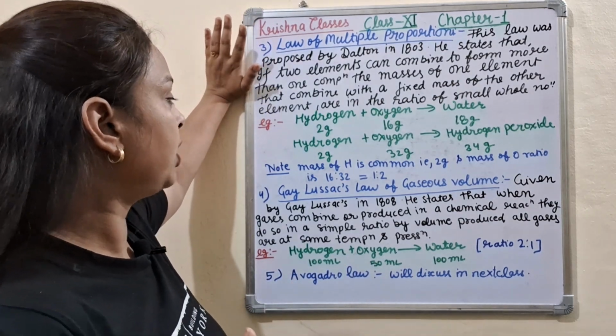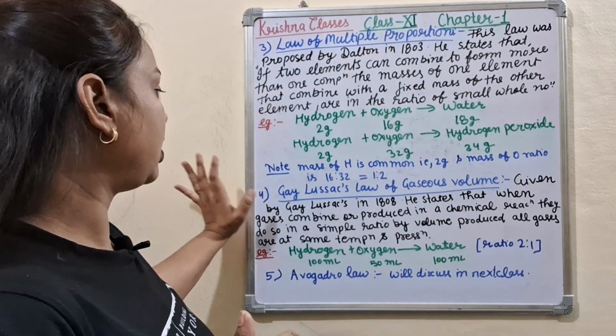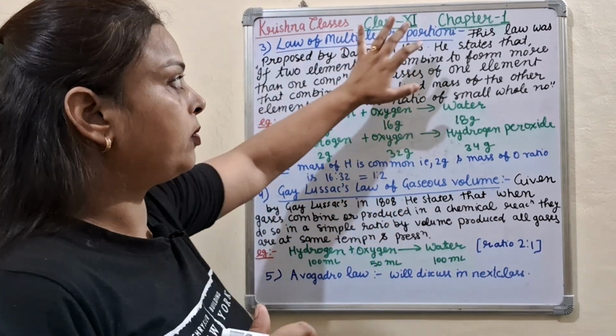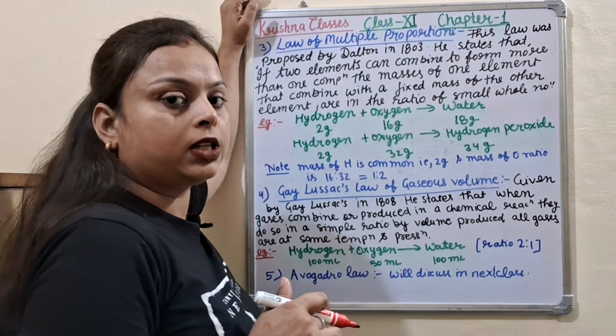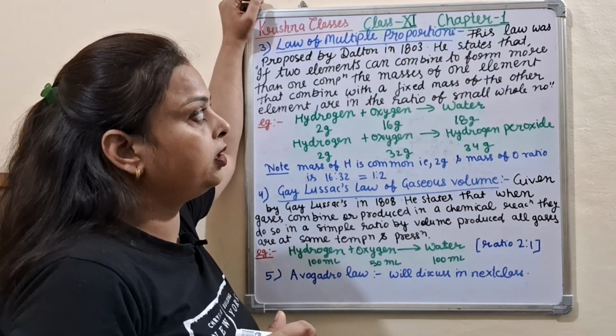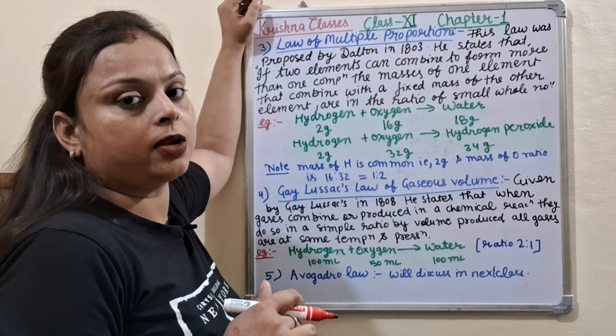Today I am going to tell about the third and fourth law of the laws of chemical combination of chapter 1 of class 11th. You know very well the name of chapter 1 is Some Basic Concepts of Chemistry.